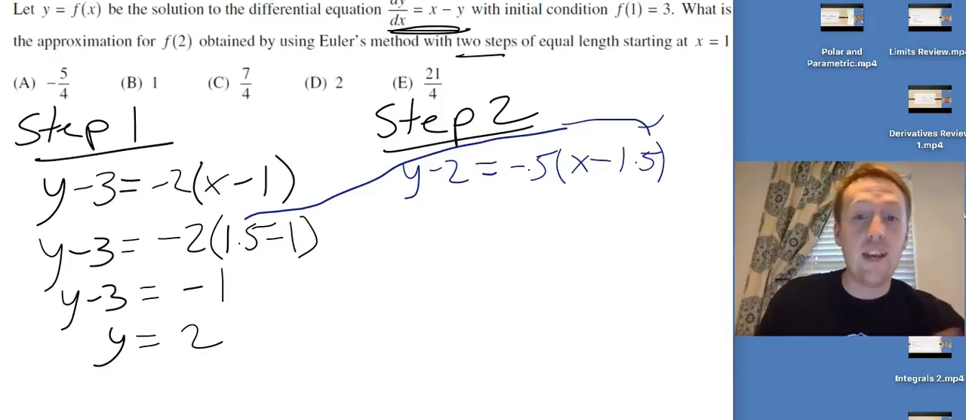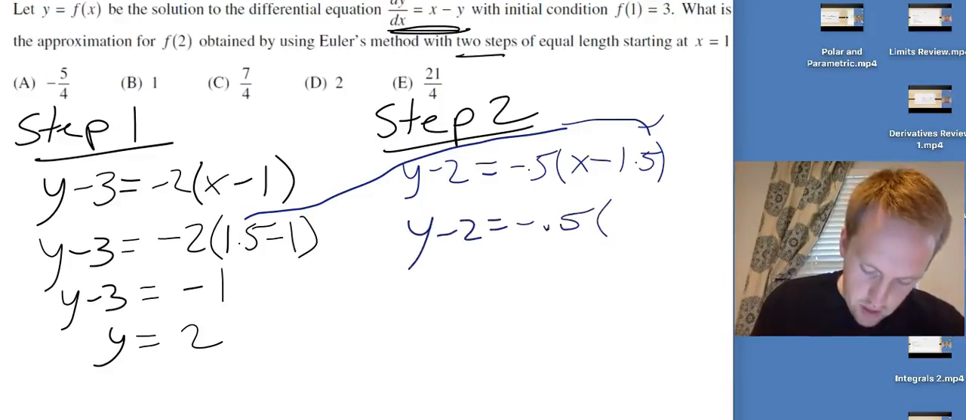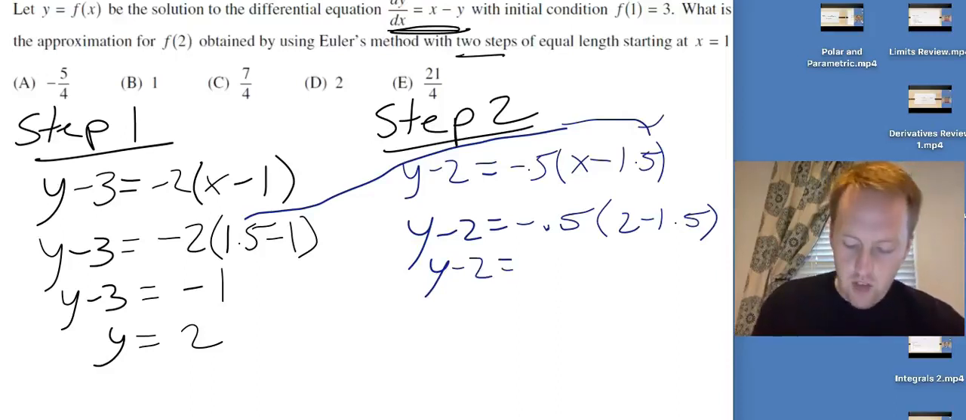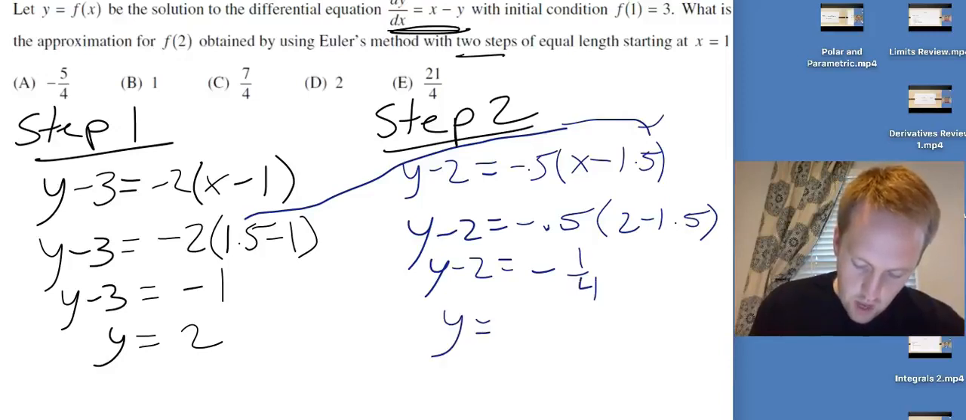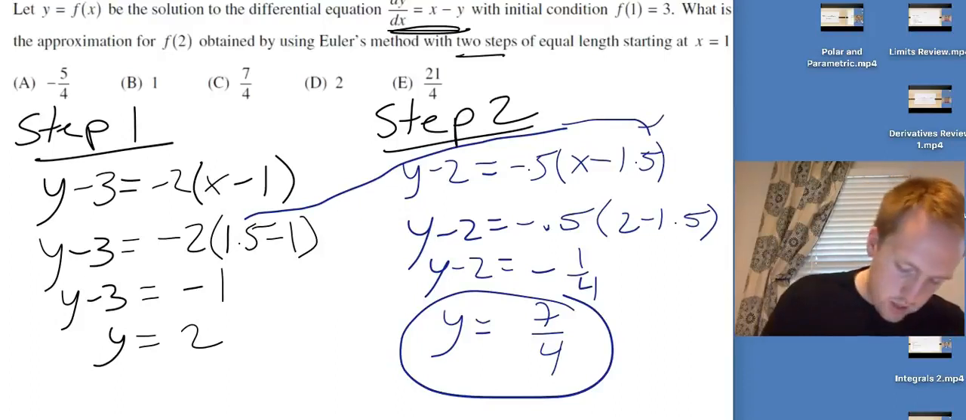Okay, now I plug in the next x value. So that's one step away. That's going to be 2. So this is y minus 2 equals negative 0.5 times 2 minus 1.5. So y minus 2 equals negative 0.5 times 0.5, which is negative 1/4. Move over the 2 and you get y equals 7/4, which is C.